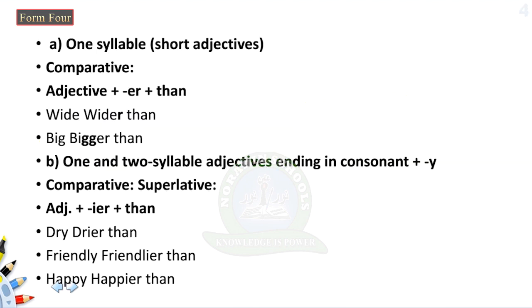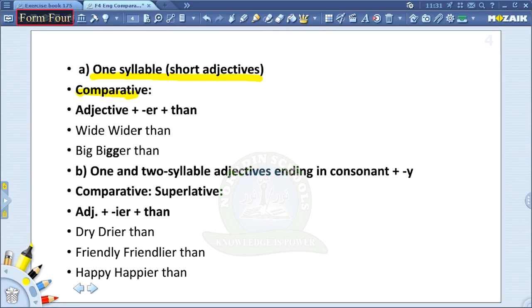Okay. One syllable short adjectives. If there is one syllable, we're going to use er and then than. So A, one syllable short adjective, we need er and then than. If the adjective is one syllable, for example, comparative adjective: er and then than. Wide. It's one sound, one syllable. So we're going to say wider, wider than.